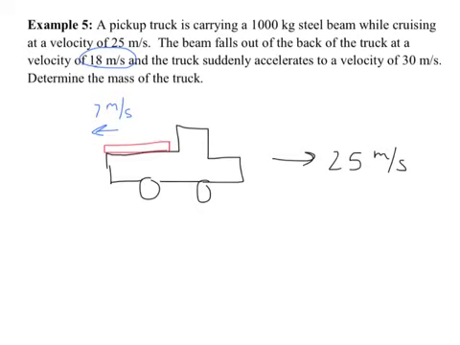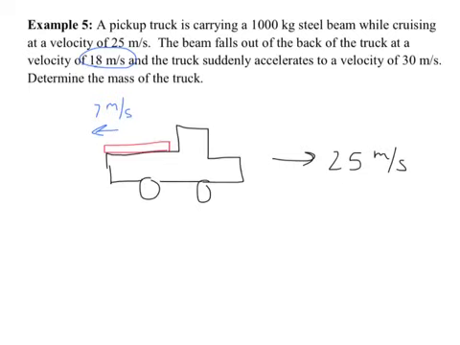But the key is to remember that the velocity of the beam after the collision or interaction or separation in this case is 18 meters per second. And that causes the truck to accelerate forward, moving it up to 30 meters per second. And this makes sense. If you have your foot on the pedal and you don't increase the force being applied, and suddenly a giant beam falls out the back of the truck, the car is going to start going much faster suddenly because there's much less mass to pull.